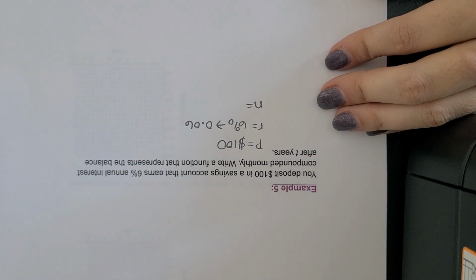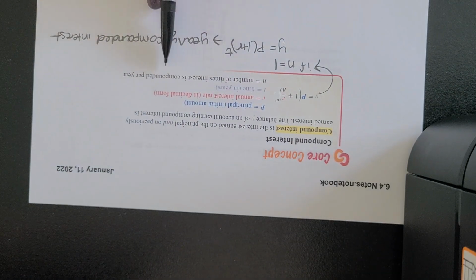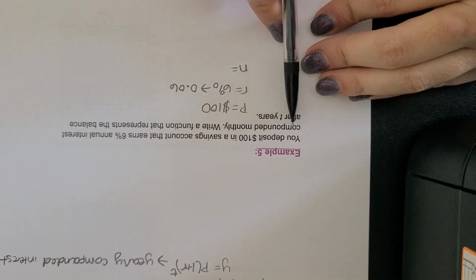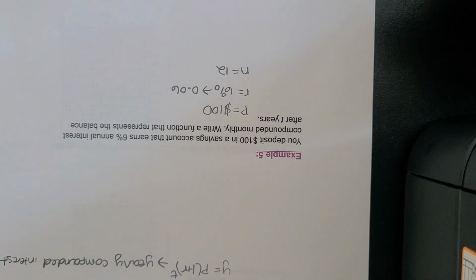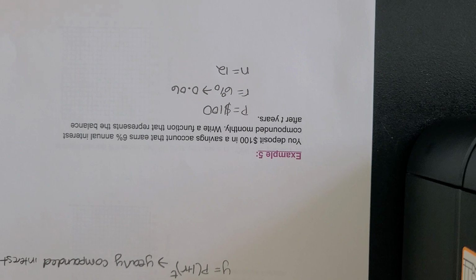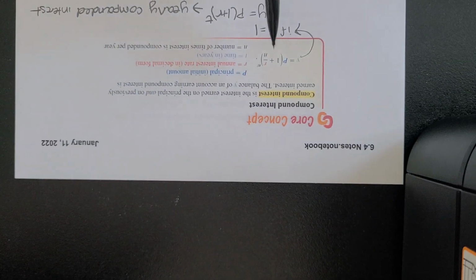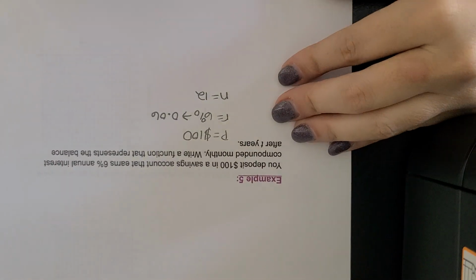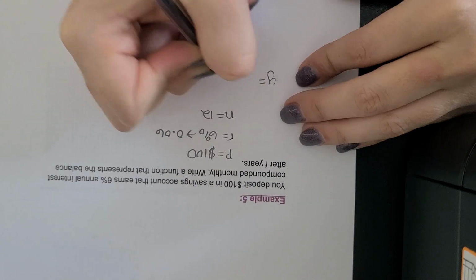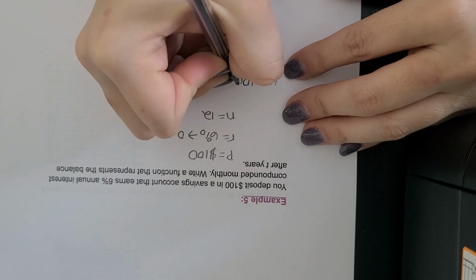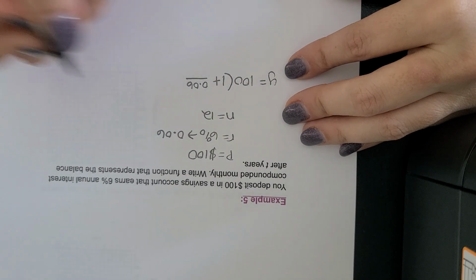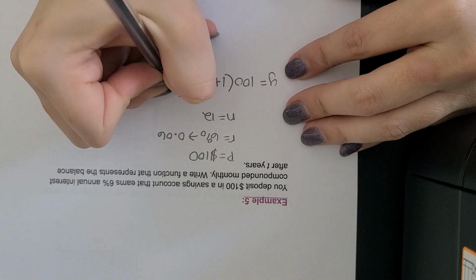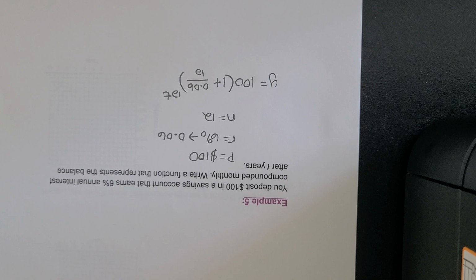My N, remember, is the number of times it's compounded per year. If it's monthly, that's going to be 12 times because there's 12 months in a year. And now we just got to put it all together using this formula. So that gives me Y is equal to 100 times 1 plus 0.06 over 12 to the power of 12t.